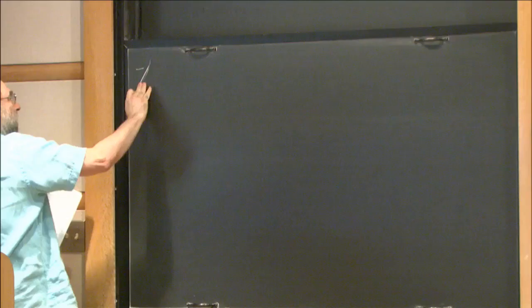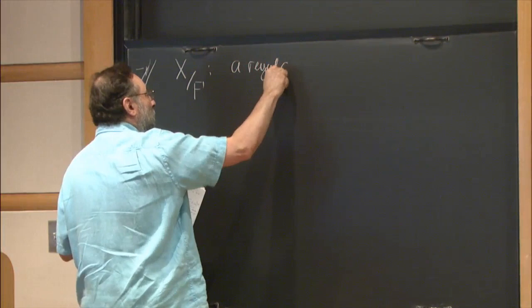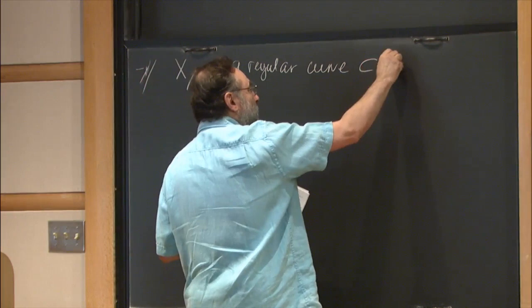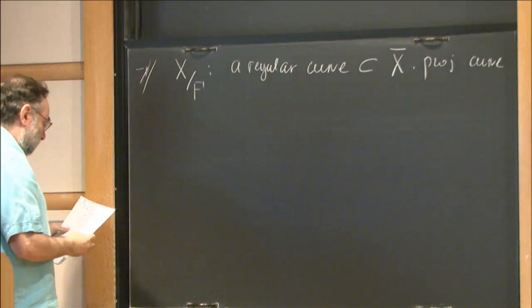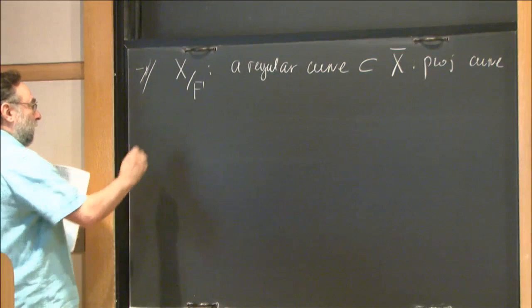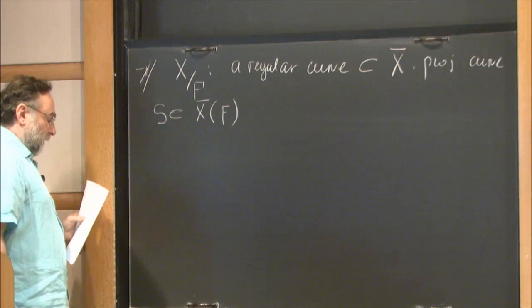So we start with X over some field F, which is going to be just a regular curve, not necessarily compact, so not complete. So we can put it in some completion, so we get a projective curve. Then there's a complement X bar minus X. And so we say this set S, which is sitting in X bar of F, is a finite set. And there is a distinguished point there, S0.